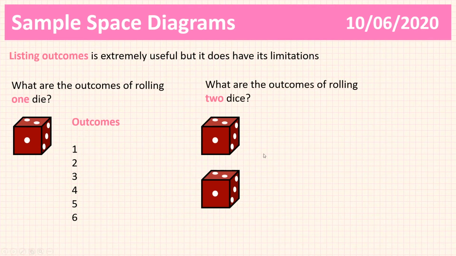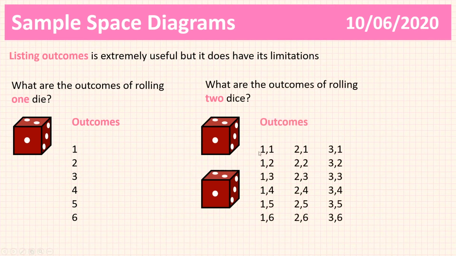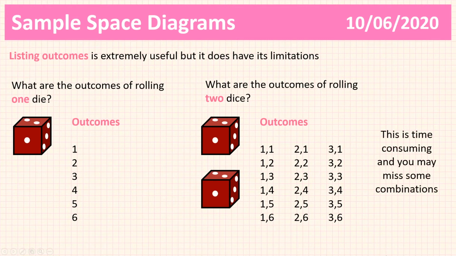So if you look at the outcomes for rolling two dice, it's rolling a 1 on the first dice and a 1 on the second dice, 1 and a 2, 1 and a 3, 1 and a 4, 1 and a 5, 1 and a 6, and so on and so forth. There are 36 different outcomes to rolling two dice, but as you can see, listing them becomes very time consuming, and if you're not systematic and careful, you may miss some combinations.